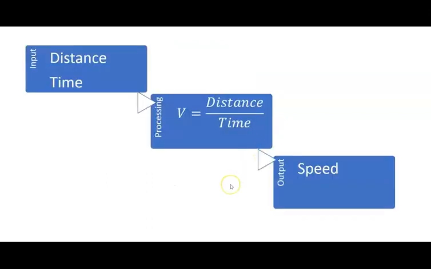Suppose we have a program to calculate the speed of a moving object. The input would be distance and time. The program would divide distance by time and return the speed as the output. So in this program we would have three variables: distance, time, and speed.